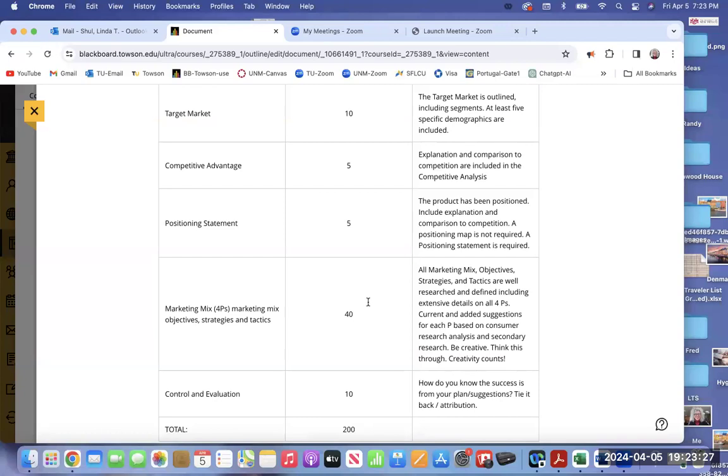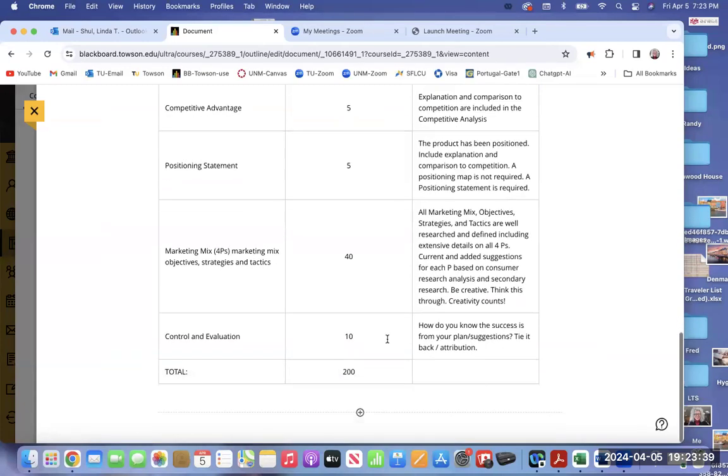Now, this part you can see is 40 points. So the marketing mix, you have 10 points for each P. I really want it detailed, and you have to remember to put current and suggested in this part. The very last part is control and evaluation, and just tie it back to how am I going to evaluate whether or not this is successful? So the whole thing is 200 points.